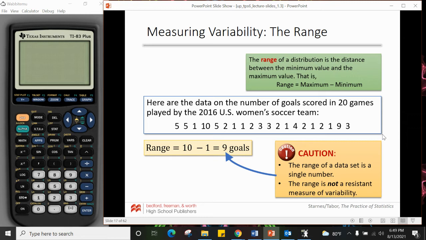Also, I don't like to use the word obvious in math, but sometimes I forget and I do say it. But it should be obvious. We should be able to reason pretty clearly that the range is not resistant. If I added in, say, they scored 15 goals in one game, that is going to change the range, because 15 minus 1 now is 14, which significantly changes the range. So range is not a resistant measure of variability.